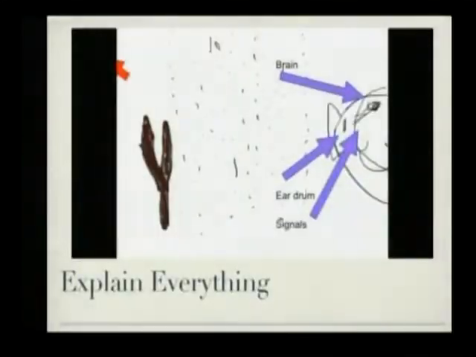This is actually going to start. When you strike a tuning fork, you hear sound. Why or how does that happen? All right, I'm just going to do this the right way.